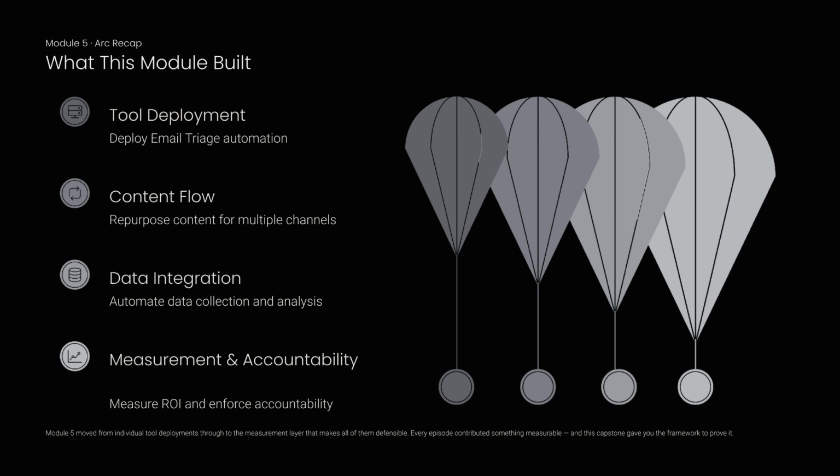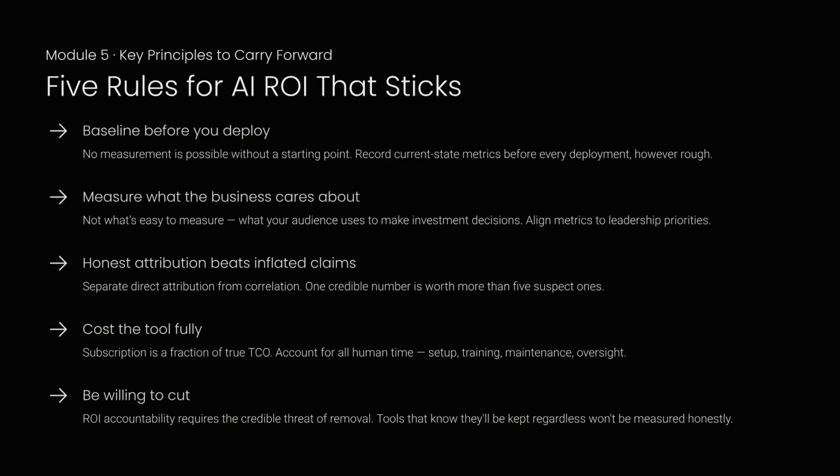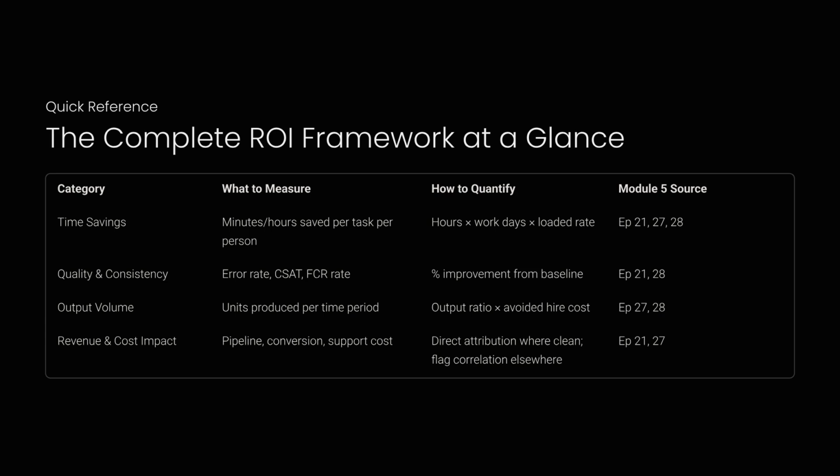In this final module, we have synthesized everything, from tool deployment and content workflows to data integration and, crucially, accountability. These pieces together ensure your AI strategy is both efficient and measurable. Remember these 5 rules. Baseline your metrics, measure what matters to the business, be honest with your attribution, account for full ownership costs, and don't be afraid to cut the tools that aren't earning their keep. Finally, keep this reference guide handy. Whether you are measuring time savings or tracking revenue impact, use these categories to ensure your AI initiatives stay on budget and deliver real, lasting value to your organization.